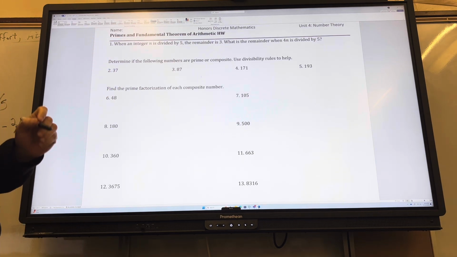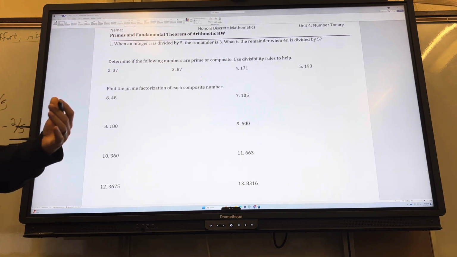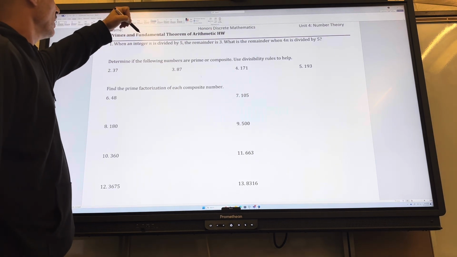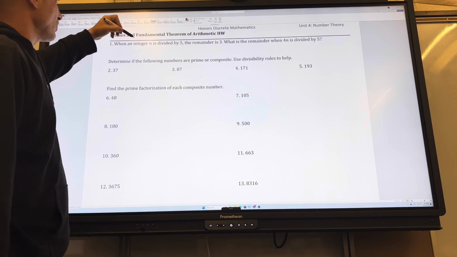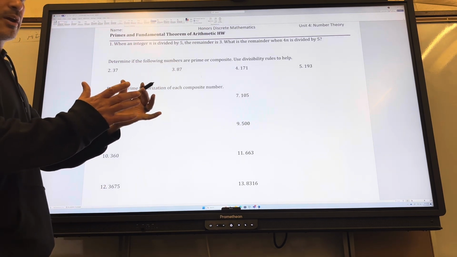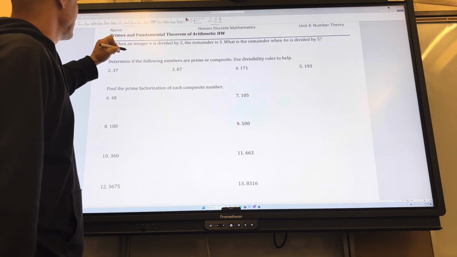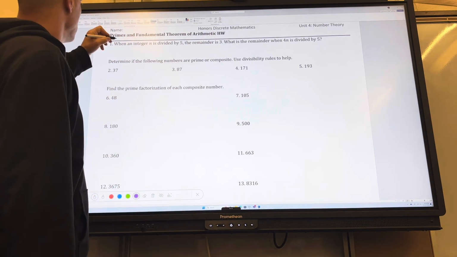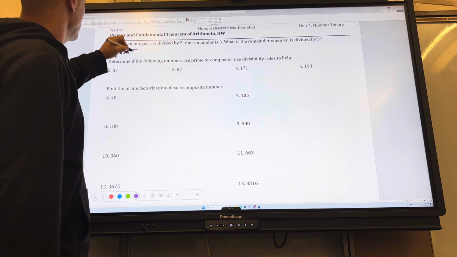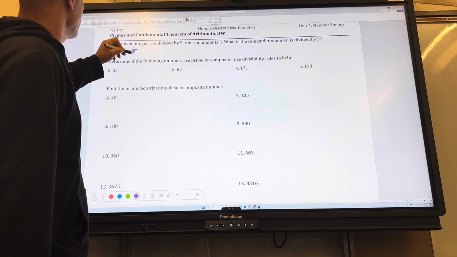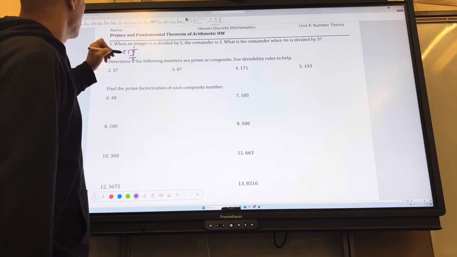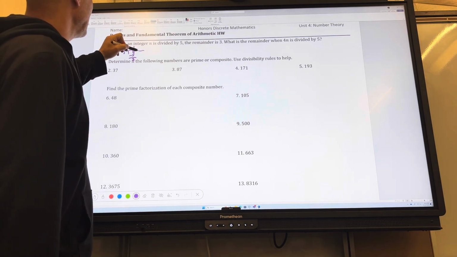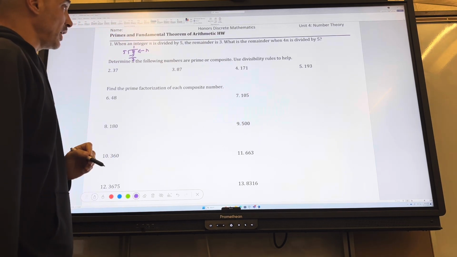Again, we have a quiz coming up on Friday, so as we're going through this, recognize this type of question that's going to be on there. So when integer n is divided by 5, the remainder is 3. The smallest number that I can divide by 5 and get 3 is 8. So 5 goes into 8 one time, and the remainder is 3. So my number n is equal to 8.